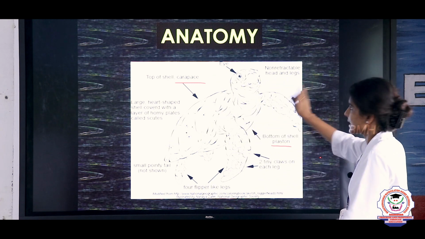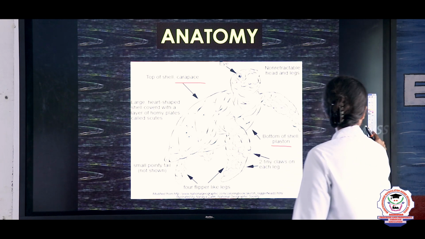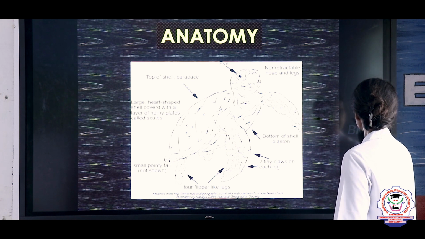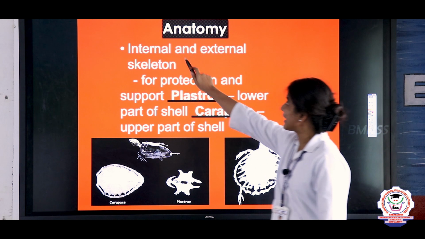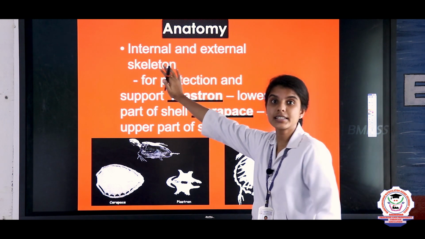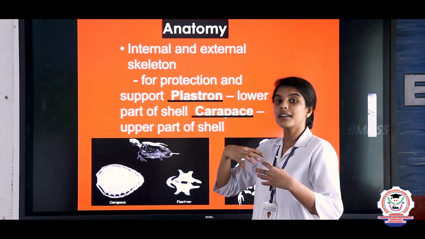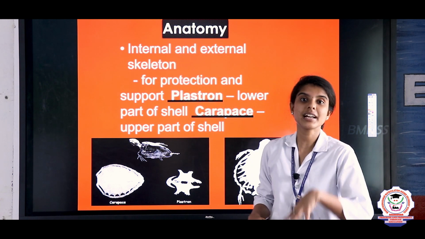Then yes, that's it. It has eyes, a head and legs. Clear? So now, let's see: the internal and external skeleton is used for protection and support. So it uses the internal and external skeleton for protection and support.